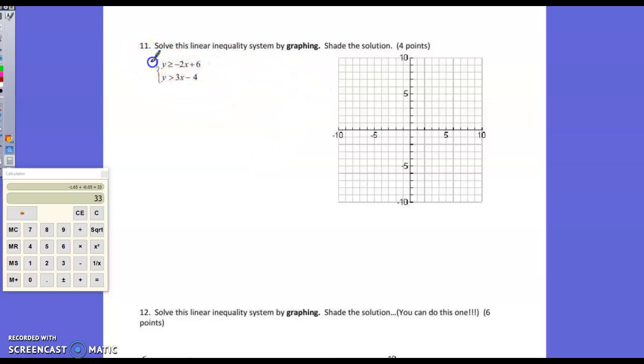I'll make this one blue. I'll make this one red so you guys can see the difference. You'll be using pencils, so it won't matter. Alright, I'll graph this bottom one first. We start at -4: 1, 2, 3, 4. We do what the slope tells us to do, which is up 3 over 1: 1, 2, 3 over 1. Here we can just draw the line because it doesn't matter. It's a dotted line.